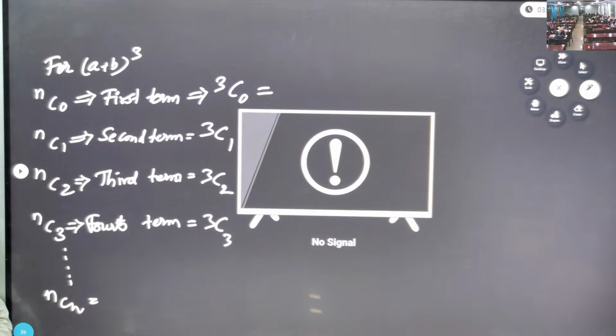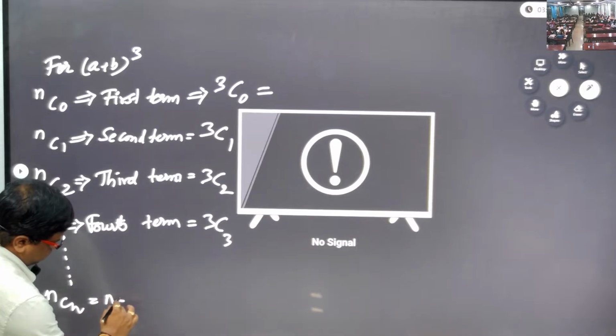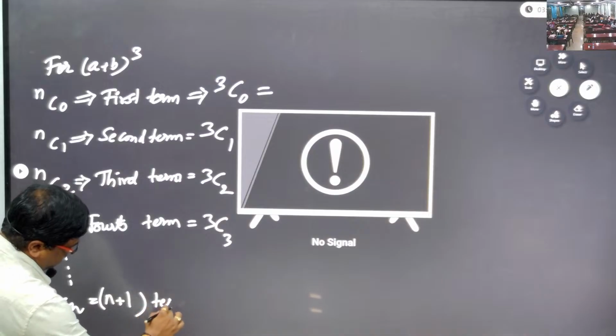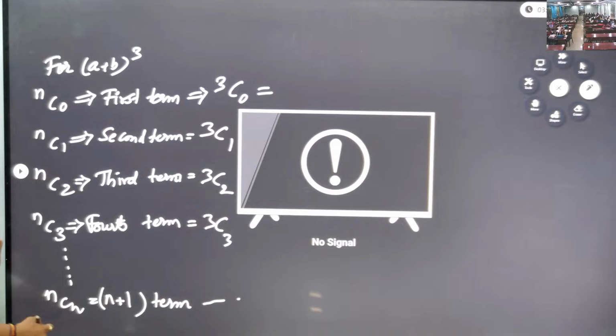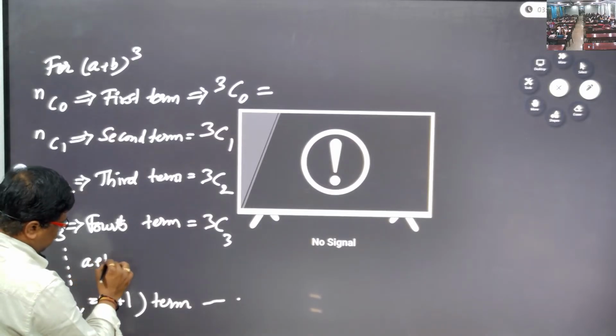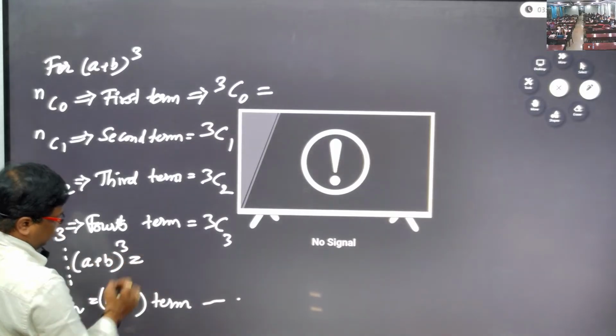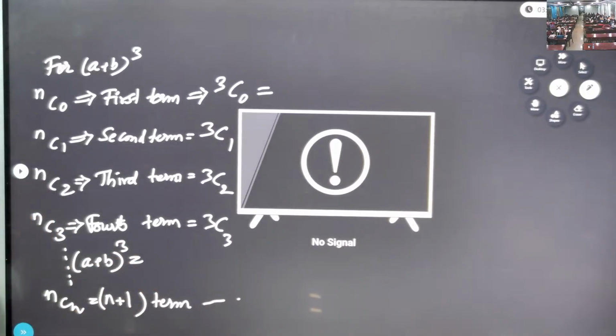N or n plus 1? If your n value is n, you will be getting it as the n plus 1th term. Okay, just leave it as is, because we will be writing that particular answer at the end. So first write for a plus b power 3. Okay, a plus b power 3 is equal to... represent in the format of nC0 with a value and b value.